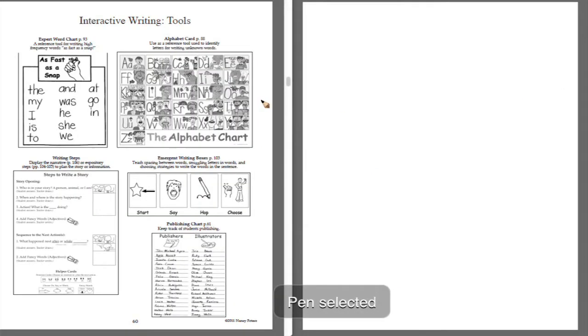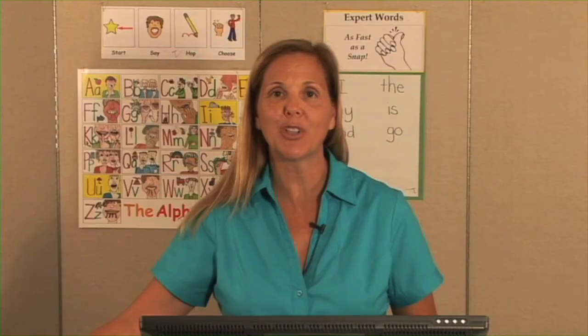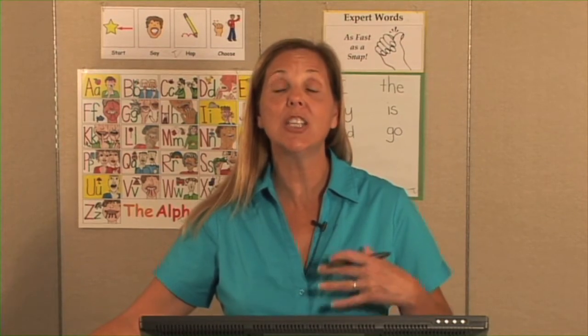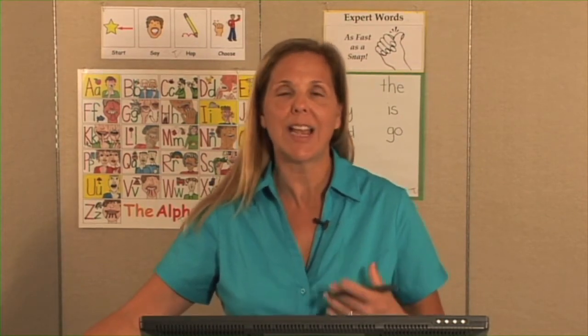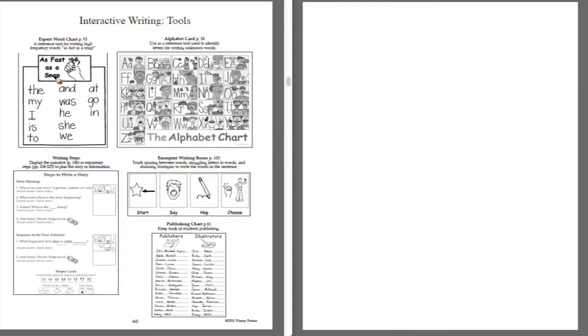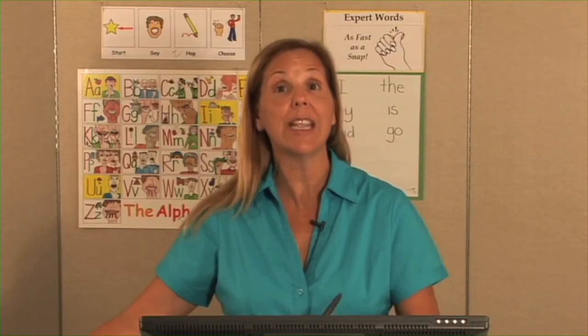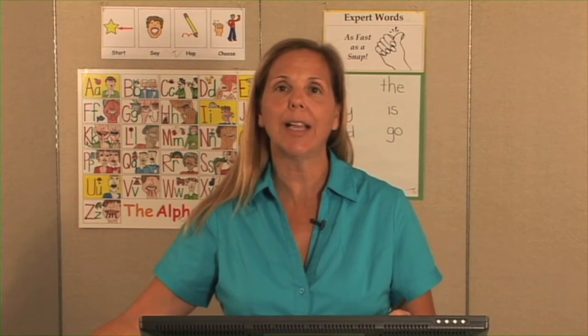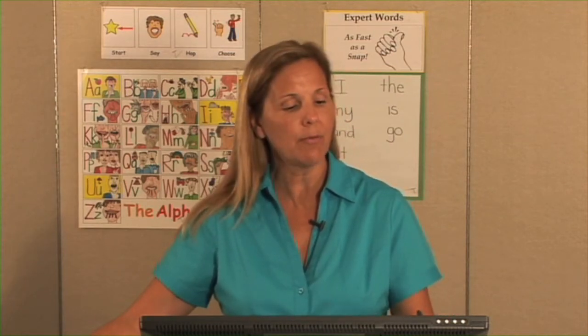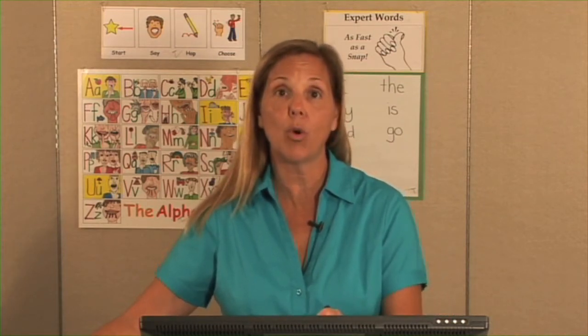On page 60, you'll see a display of all the different tools necessary for interactive writing. Let me review these for you. Over here on the top, you'll notice there's a chart with as fast as a snap words. These are words that your kids need to learn, they're high frequency words, as fast as a snap. As I've introduced these different words in class, I write them up on our as fast as snap chart. And then when we're in the interactive writing process, as a child needs to write a high frequency word, they find it on the chart, then they'll write it on the board.